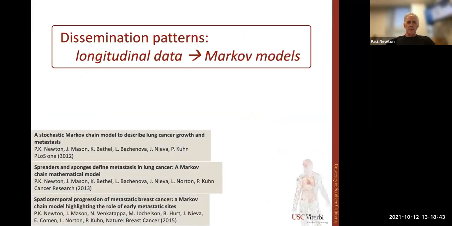Okay, so how do we get these Markov diagrams? So now I'm going to turn towards longitudinal data. So these are all treated patients. And the data set that I'm going to show you comes from Sloan Kettering, collected over 15 years, and I'm going to focus on breast cancer patients. And I'm going to show you how we take their longitudinal data and turn them into Markov models.